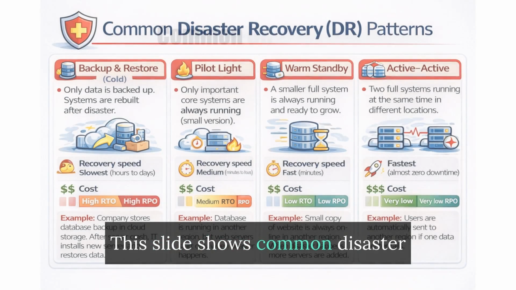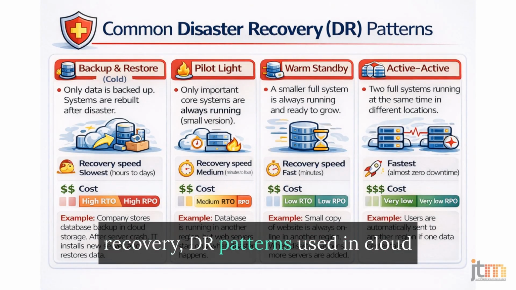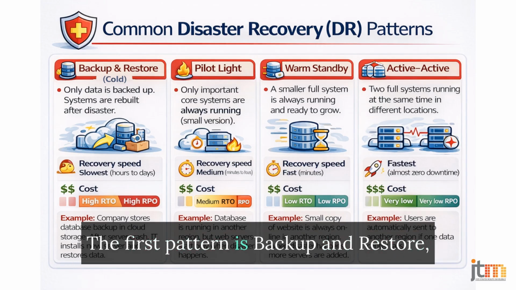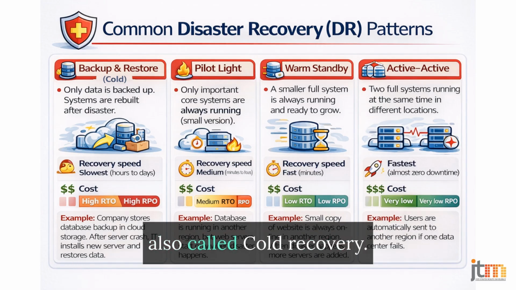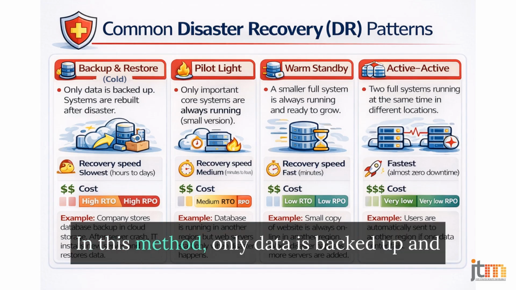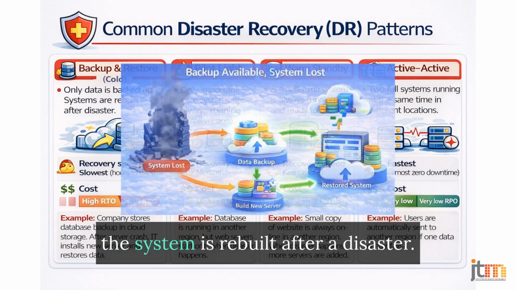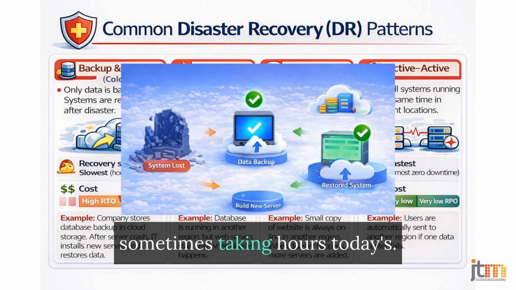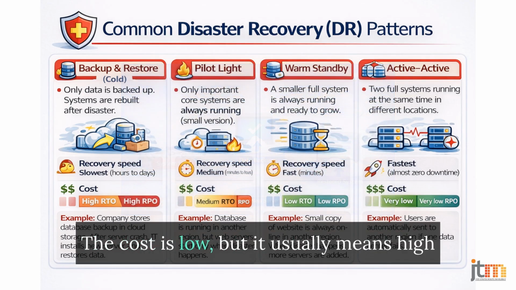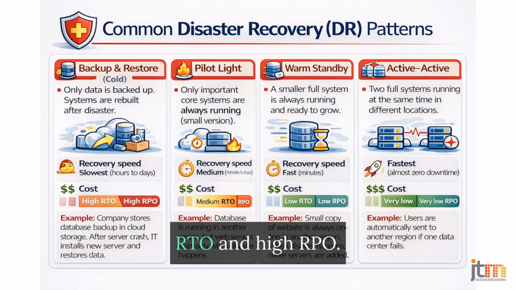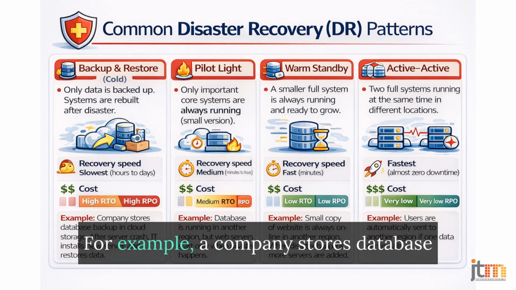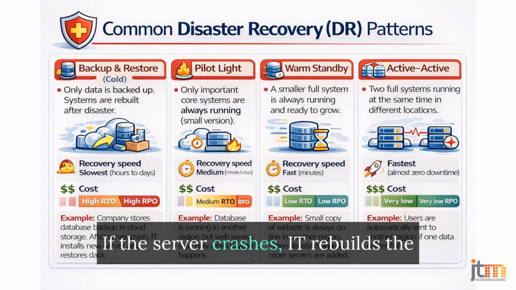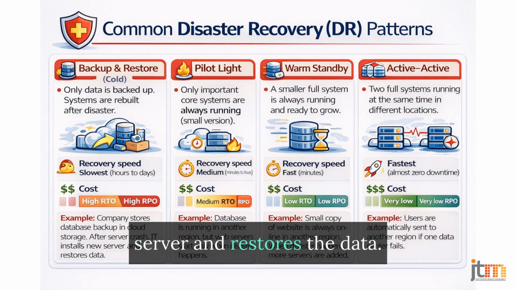This slide shows common disaster recovery, DR patterns, used in cloud systems to recover services after a failure. The first pattern is backup and restore, also called cold recovery. In this method, only data is backed up, and the system is rebuilt after a disaster. The recovery speed is the slowest, sometimes taking hours to days. The cost is low, but it usually means high RTO and high RPO. For example, a company stores database backups in cloud storage. If the server crashes, IT rebuilds the server and restores the data.